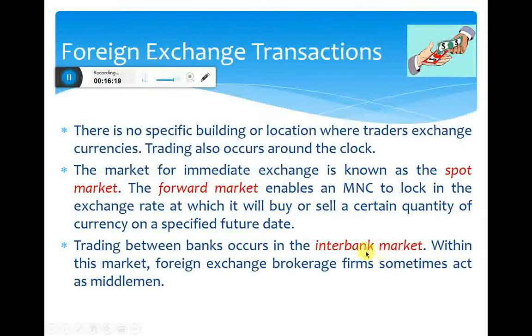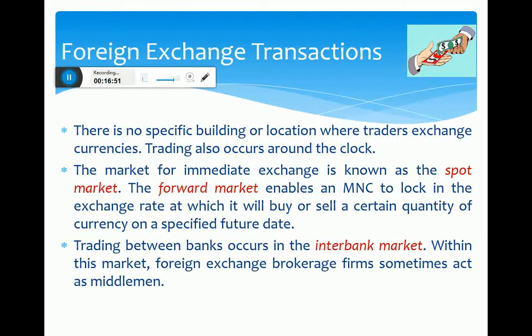The other market is the interbank market. The interbank market is basically a foreign exchange market where one bank, or we can say brokerage firms, trade in currencies between one another. Like one bank sells the currency to another bank. So interbank or inter-brokerage firm transactions on the foreign exchange market are called the interbank market, right?